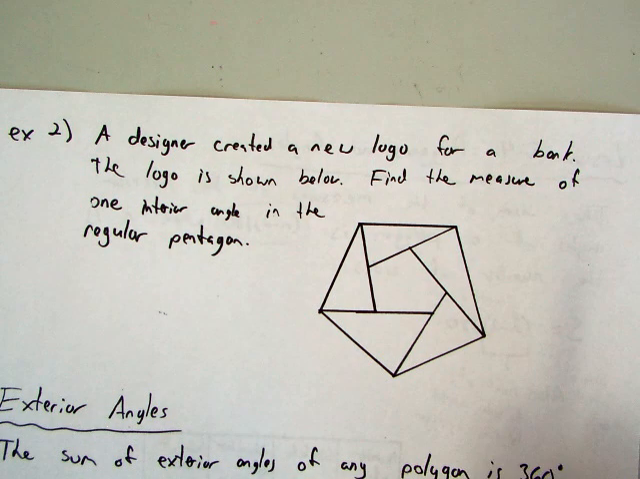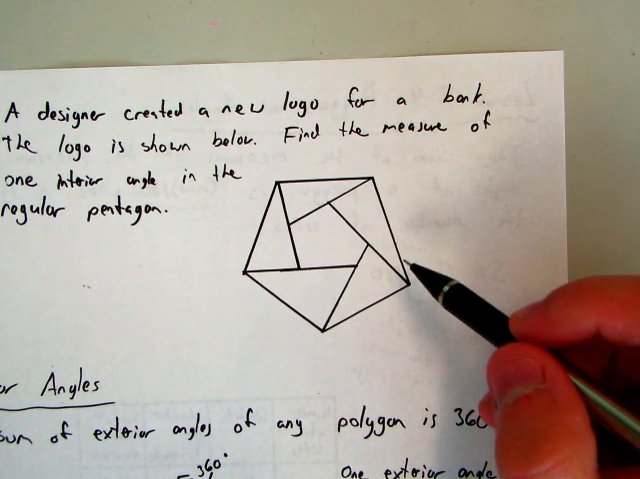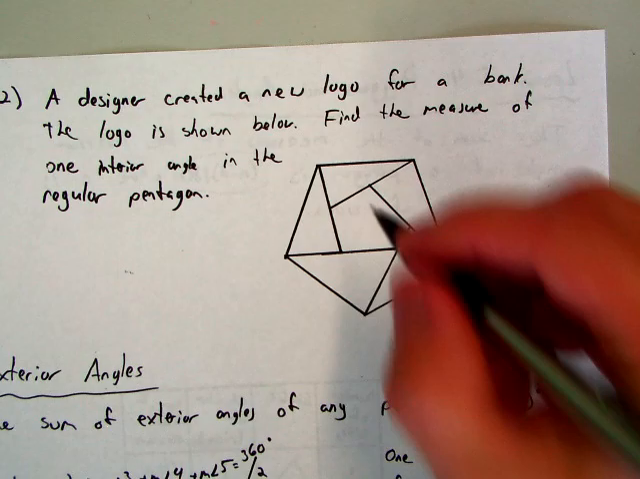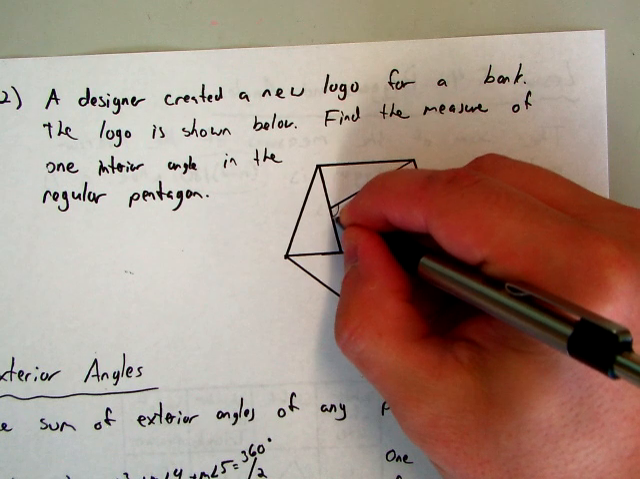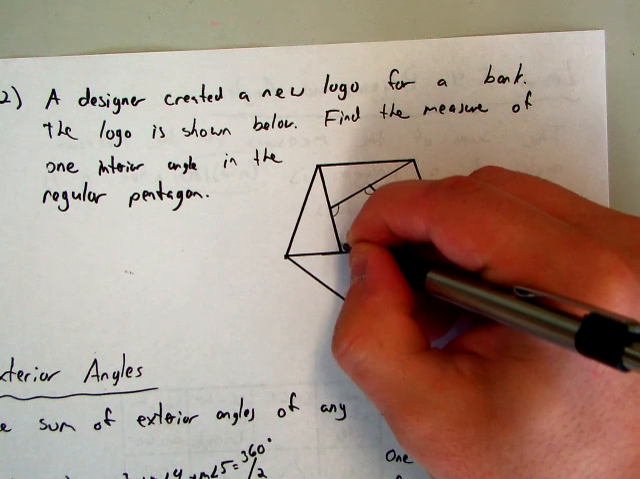All right, example 2. A designer created a new logo for a bank. The logo is shown below, drawn by me, so not the best drawn, but it says find the measure of one interior angle in the regular pentagon, which means we're going to be looking for one of these 5 angles.